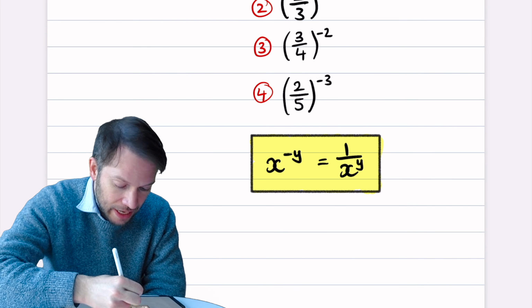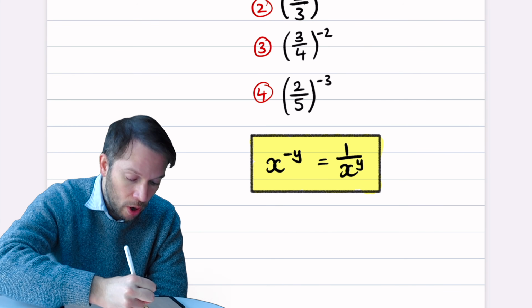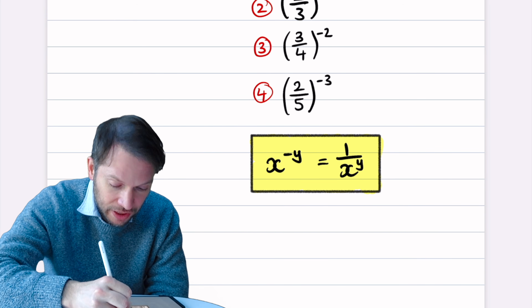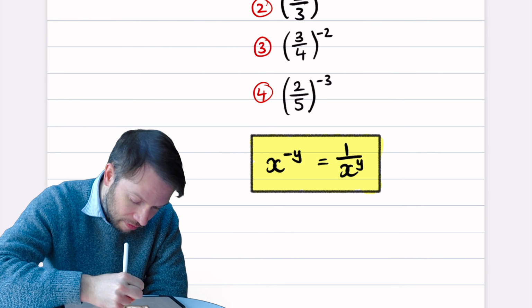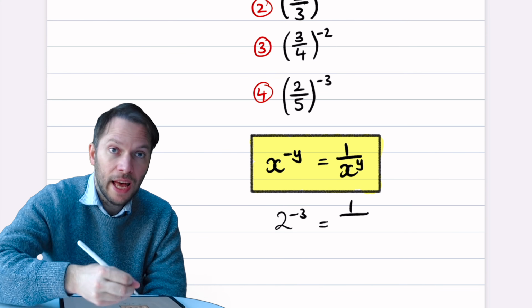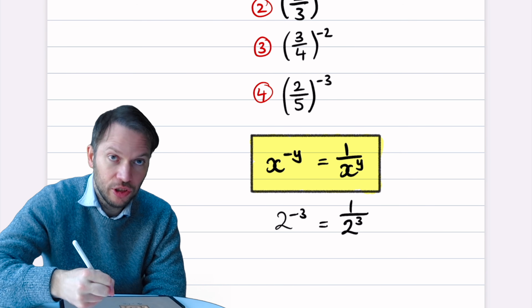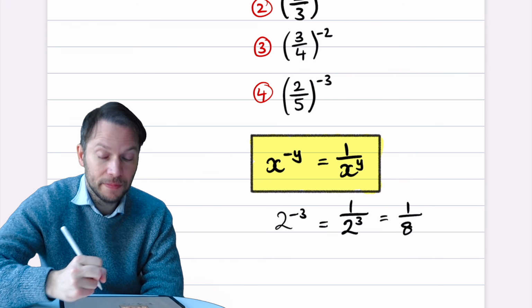If we had a negative index like that, what we did is the same power but 1 over it with a positive index instead. So just to give you an example, if I had 2 to the power of minus 3, you would do 1 over and then the same power, but without the negative. So 2 to the power of positive 3, and 2 to the 3 is 8. So it'd be 1 over 8.